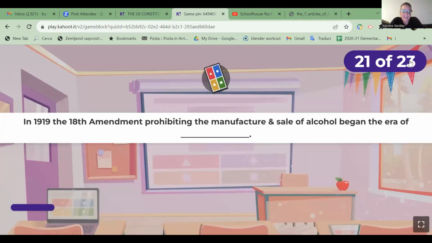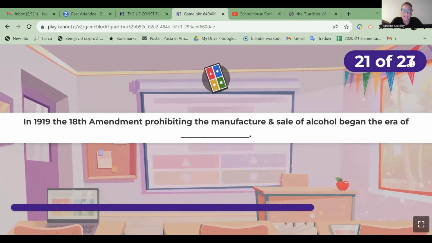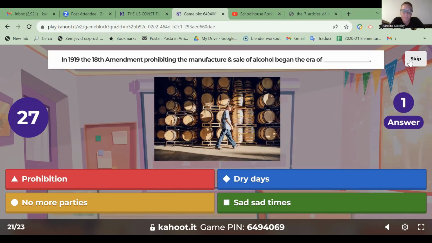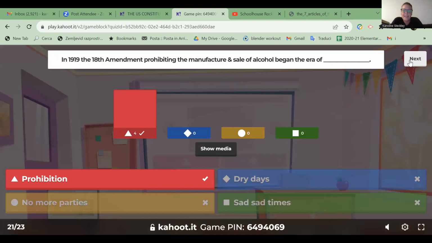Next. In 1919, the 18th Amendment prohibiting the manufacture and sale of alcohol began the era of, was it prohibition? The era of no more parties, dry days, or sad, sad times? Yeah, I'm sure there were sad times. Yeah, it was prohibition. It was 13 years with no alcohol in America.